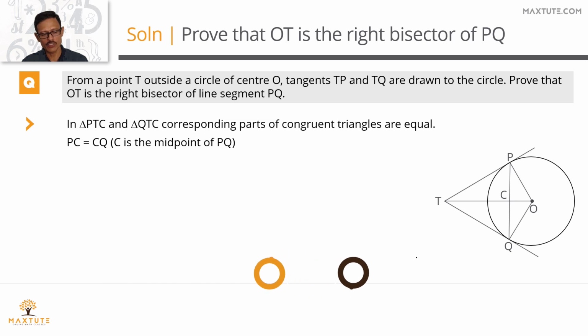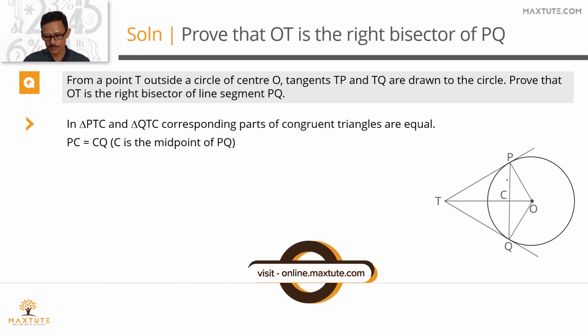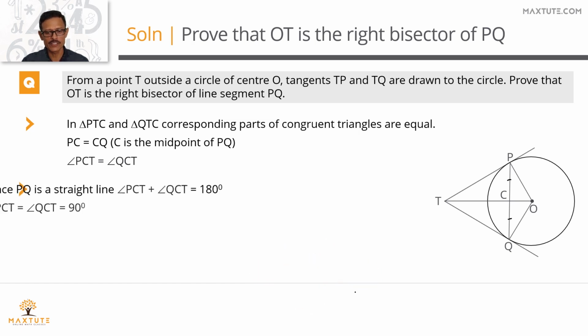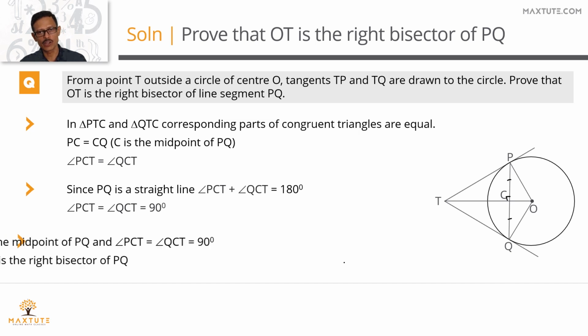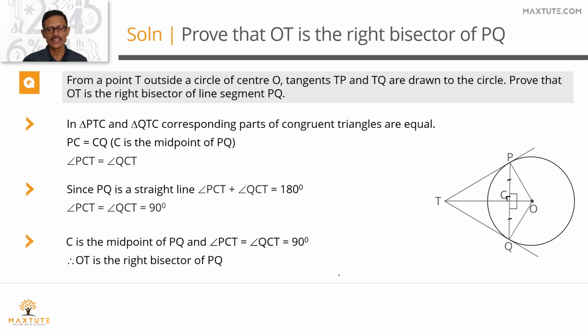By corresponding parts of congruent triangles, we can say two things. One, PC is equal to QC, which means that C is the midpoint of PQ. The second we can establish is angle PCT is equal to angle QCT. PCT plus QCT is equal to PCQ, which is equal to 180 degrees, which means each of these angles, PCT or QCT, is equal to 90 degrees. So if C is the midpoint and angle PCT is equal to 90 degrees, OT is a right bisector of PQ.